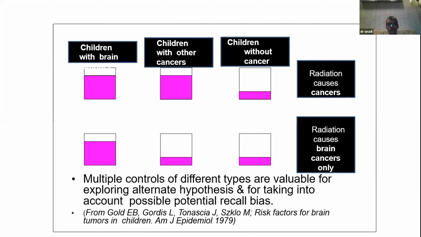Multiple controls of different types are available for exploring alternate hypotheses and for taking into account potential bias. For example: children with brain tumor, children with other cancers, children without cancer. Children with brain tumor can be taken as the particular disease. Children with other cancers can be taken as another part of the control, and children without any cancer as another part of the control. We are seeking whether radiation causes cancer, and whether radiation causes brain cancer only. So multiple controls can be used in a single study.